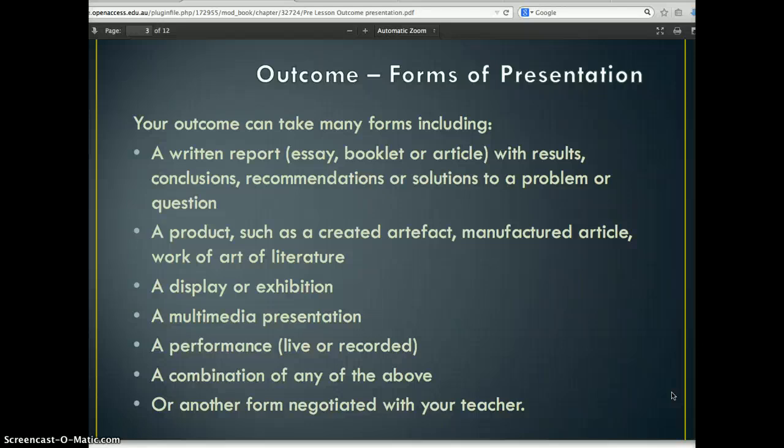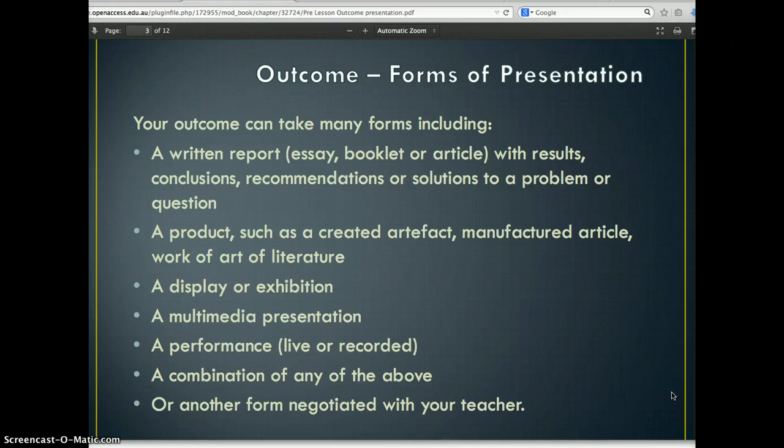It might be a product, so if you are creating a product, maybe you are writing a song, rebuilding something, doing some kind of renovation, creating something, then that makes up your outcome. So it could be a created artifact, manufactured article, work of art or literature. Could be a display or exhibition that you're holding. Could be a multimedia presentation. Could be some kind of performance, could be a combination of any of the above, or it could be any other form that you've negotiated with me. So as long as you negotiate that form with me, then it's a possible option.